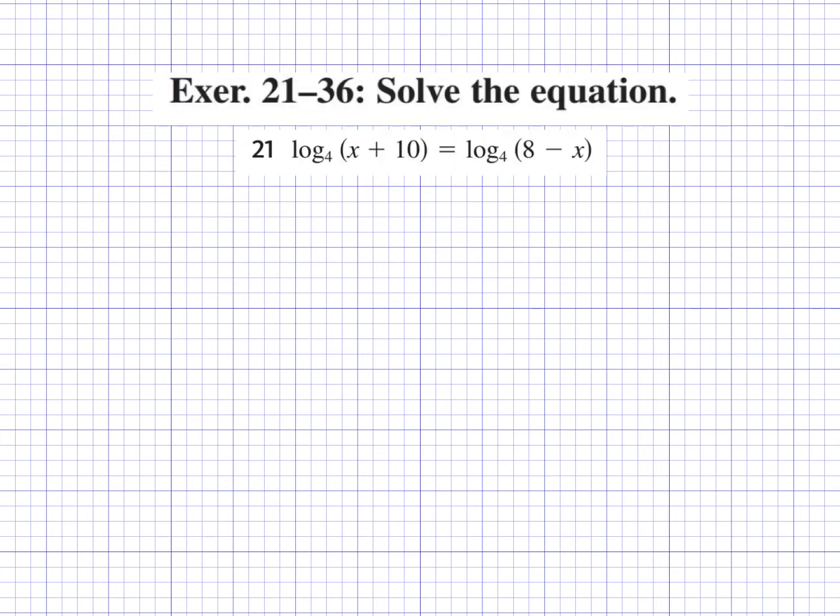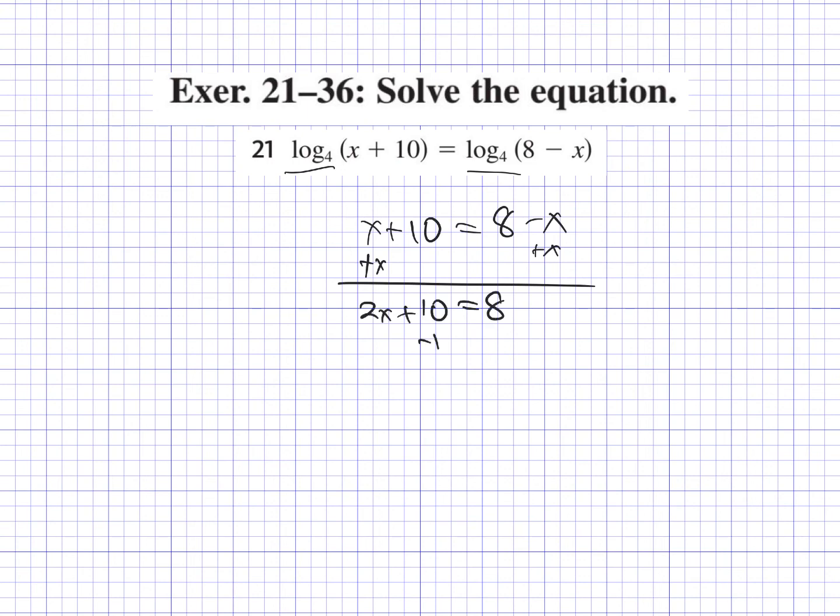All right, now solve the equation here. If the base logs are the same, then x plus 10 must equal 8 minus x. So add x, and 2x plus 10 is equal to 8. Subtract 10, and 2x equals negative 2. Divide off the 2, x equals -1. So think about it, if x is -1, that's log base 4 of 9. If that's -1, then 8 plus 1 is 9. So those are the same.